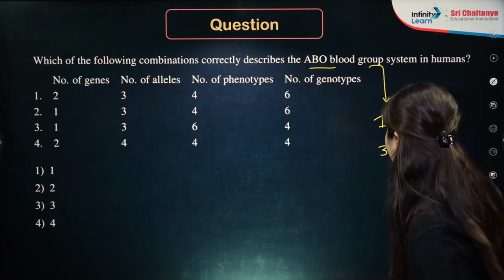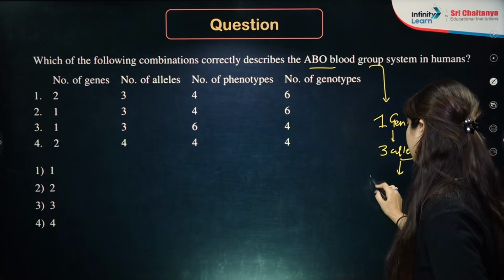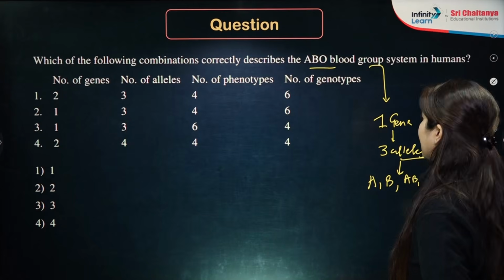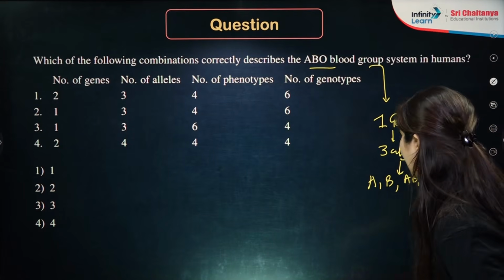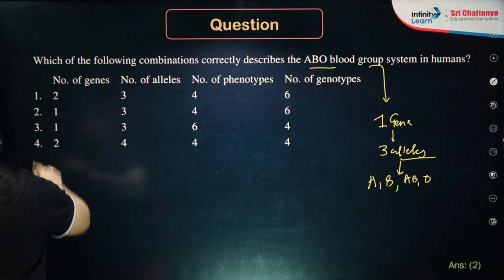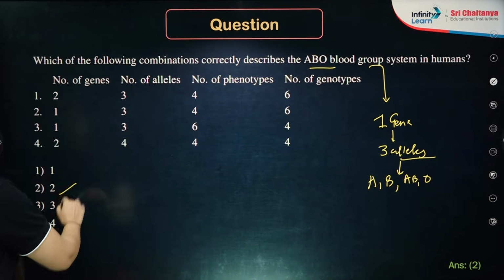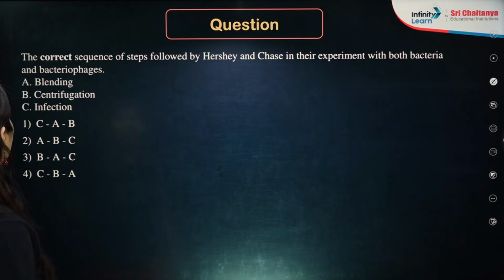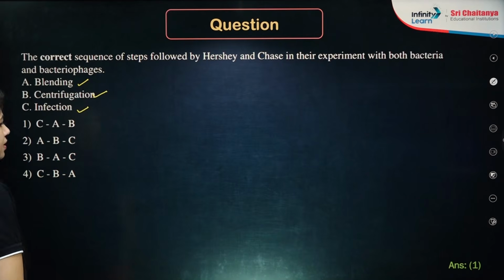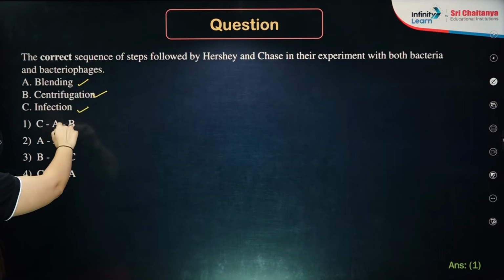Okay, and then the number of phenotypes, we can have A, B, AB and O, 4 phenotypes, and with respect to that we can have 6 genotypes. Answer is option number 2. Okay, perfect. Next is the correct sequence of steps followed in Hershey and Chase. First infection will be there, then blending and then centrifugation will be there. Answer has to be option number 1.